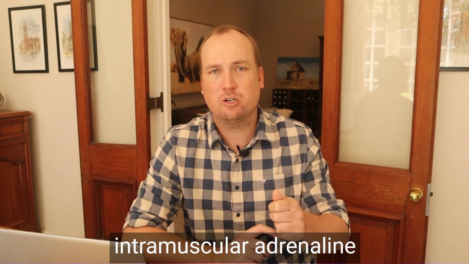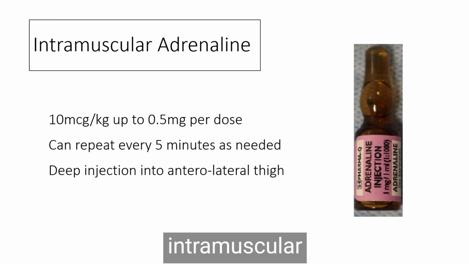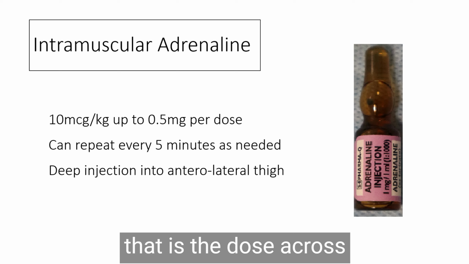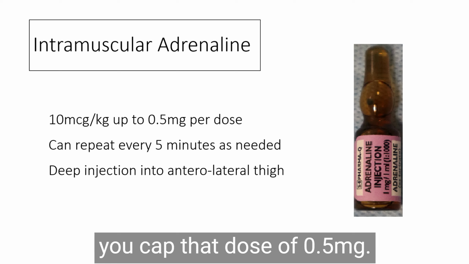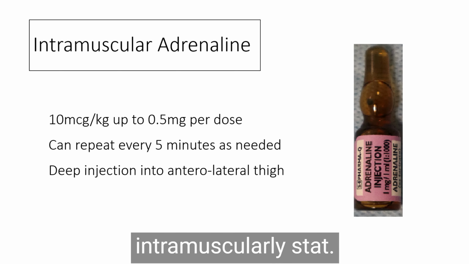I would give them intramuscular adrenaline, not intravenous adrenaline. Intramuscular adrenaline, 10 micrograms per kilogram. That is the dose across all ages, from neonates to 100 years old. 10 micrograms per kilogram intramuscularly, and you cap that dose at 0.5 milligrams. So most adults are going to get 0.5 milligrams of adrenaline intramuscularly stat.